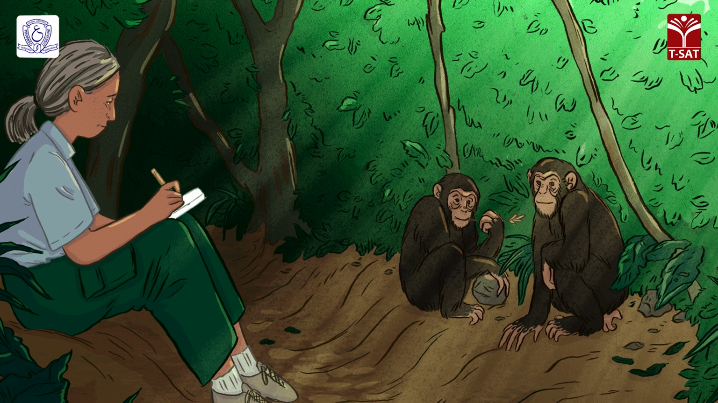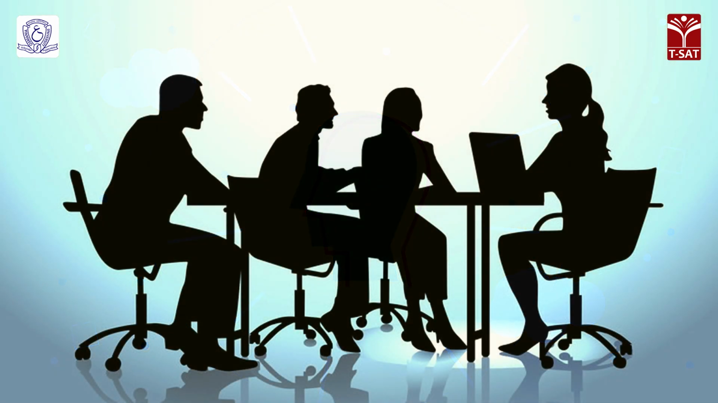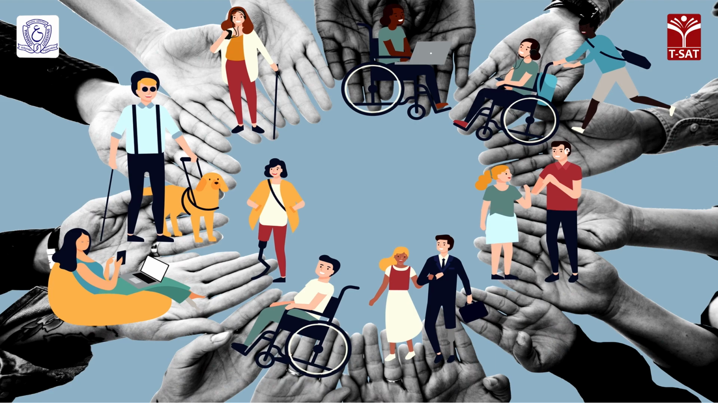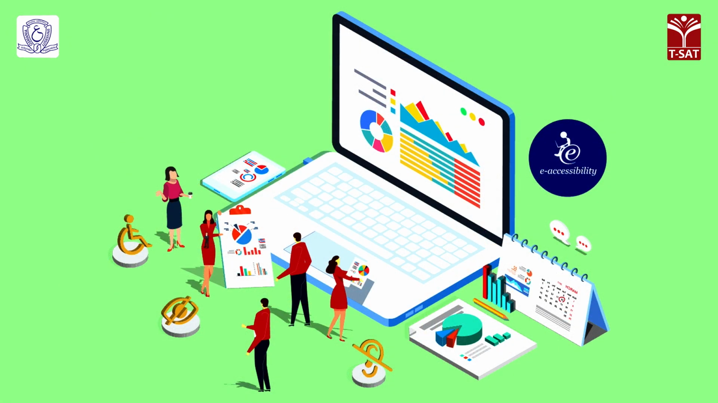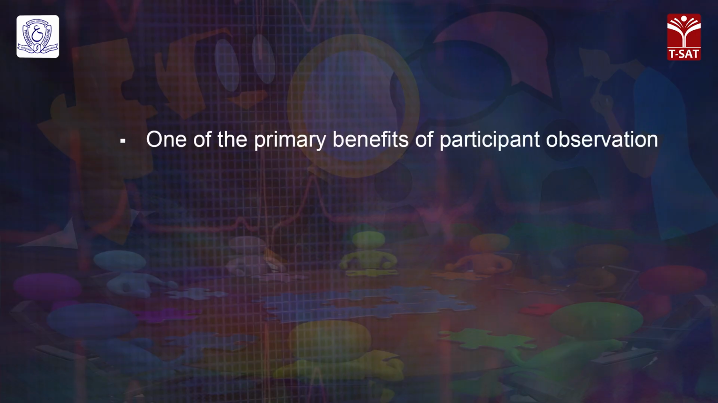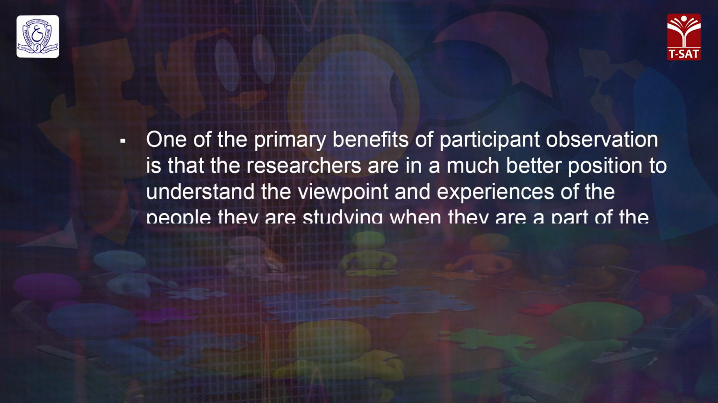The only difference between naturalistic observation and participant observation is that researchers engaged in participant observation become active members of the group or situations they are studying. The basic rationale for participant observation is that there may be important information that is only accessible to or can be interpreted only by someone who is an active participant in the group or situation. One of the primary benefits of participant observation is that the researchers are in a much better position to understand the viewpoint and experiences of the people they are studying when they are a part of the social group.